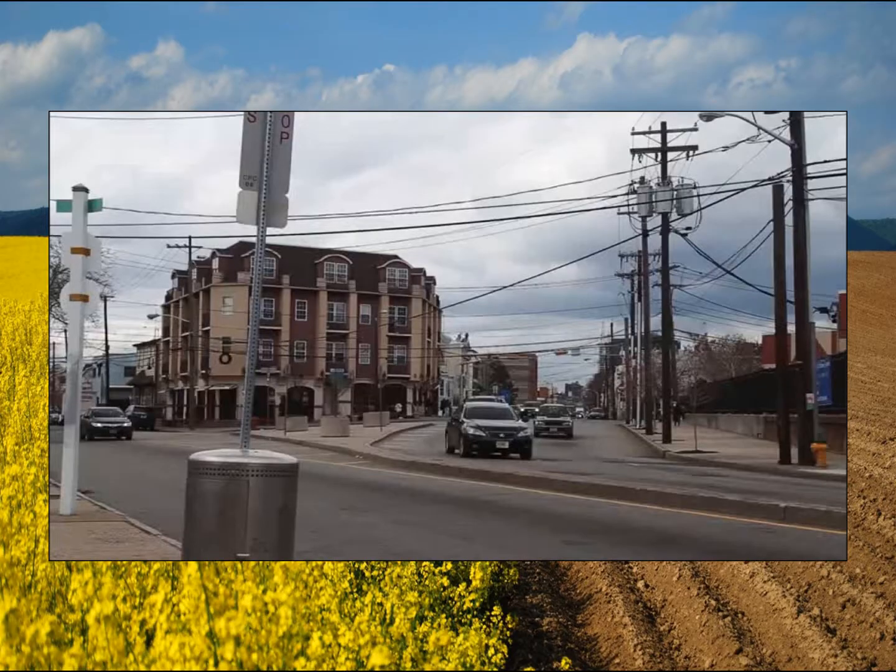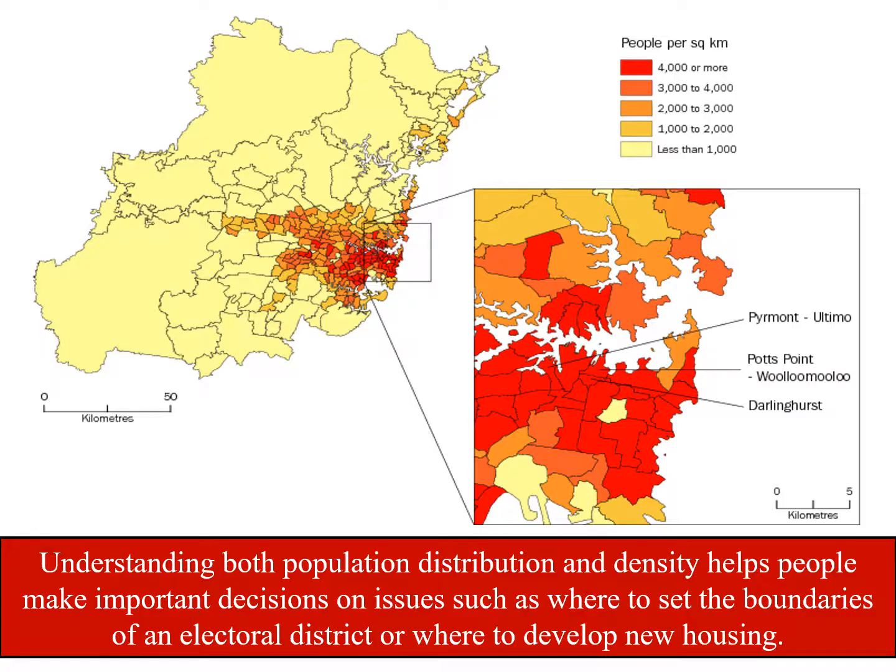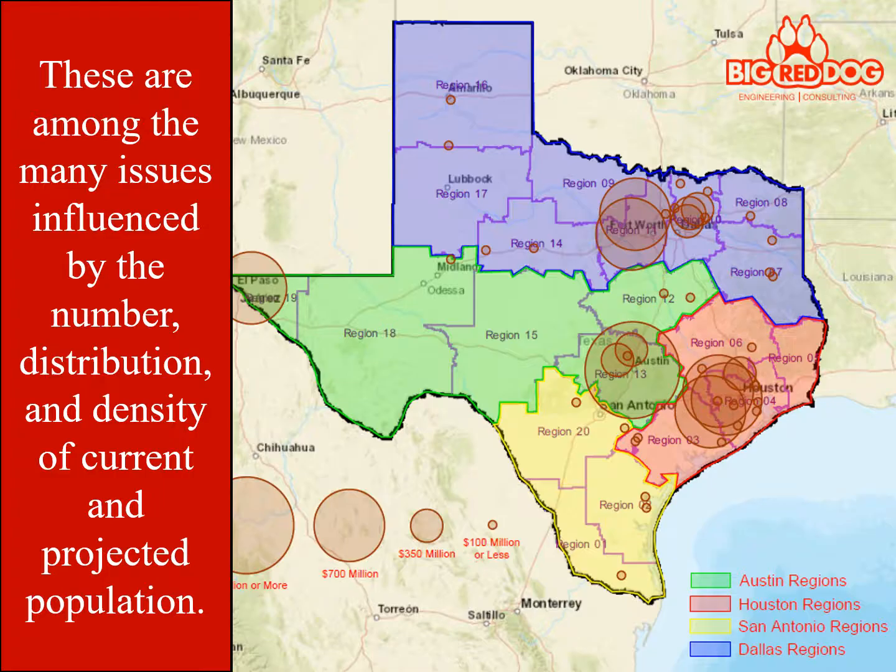Take a second and watch these next 2 short videos. Understanding both population distribution and density helps people make important decisions on issues such as where to set boundaries of electoral districts or where to develop new housing. These are among the many issues influenced by the number, distribution, and density of current and projected population.